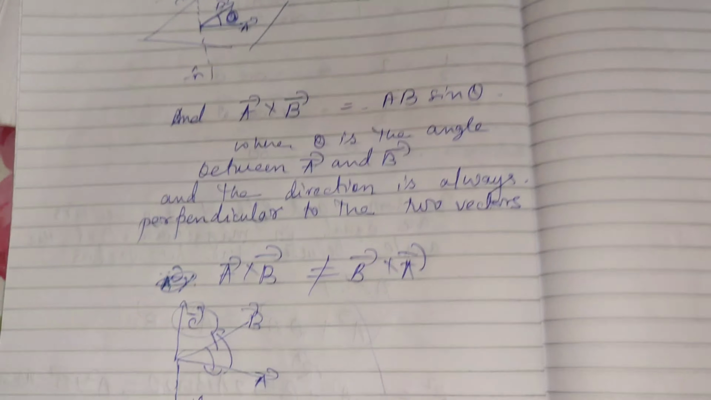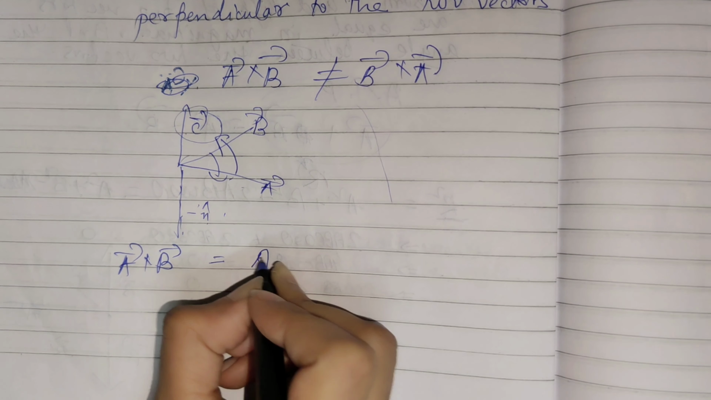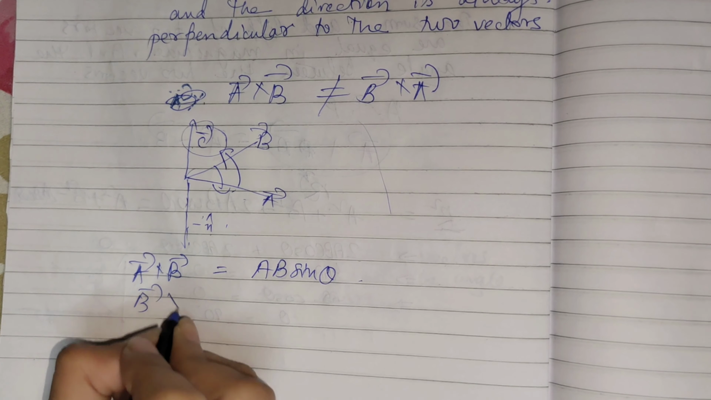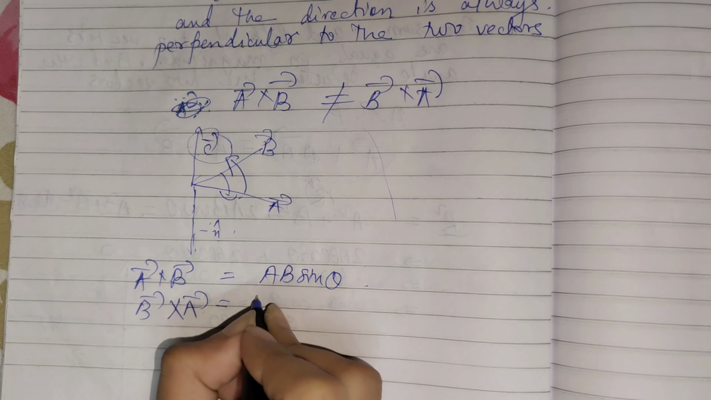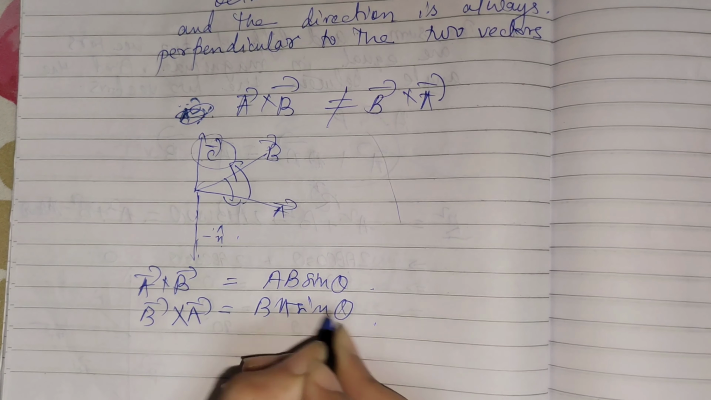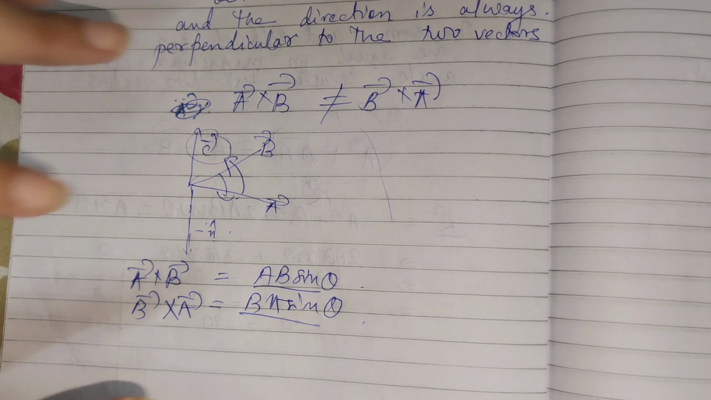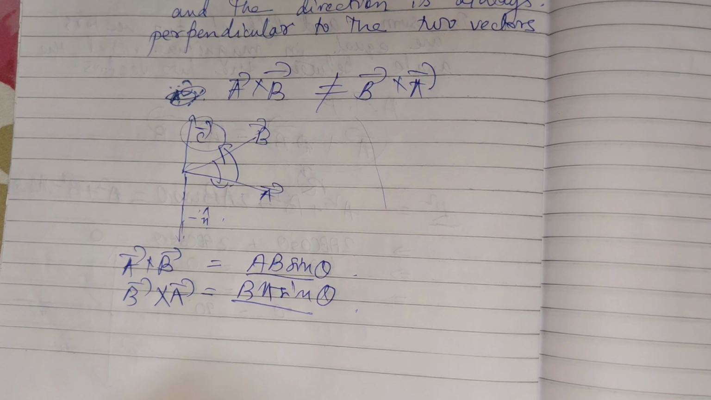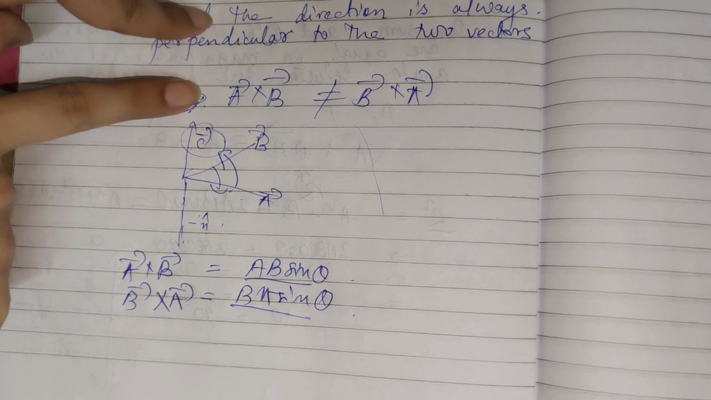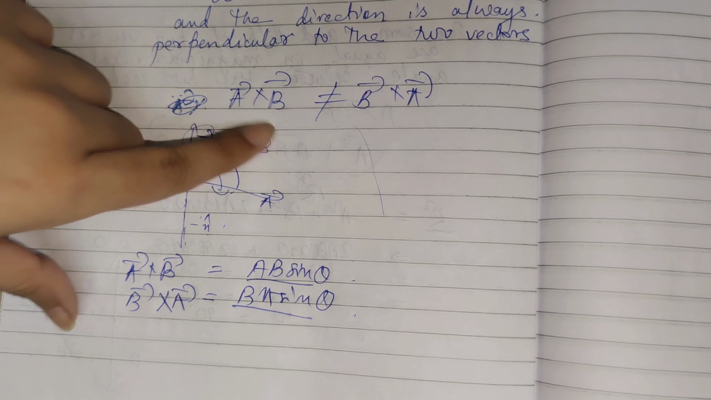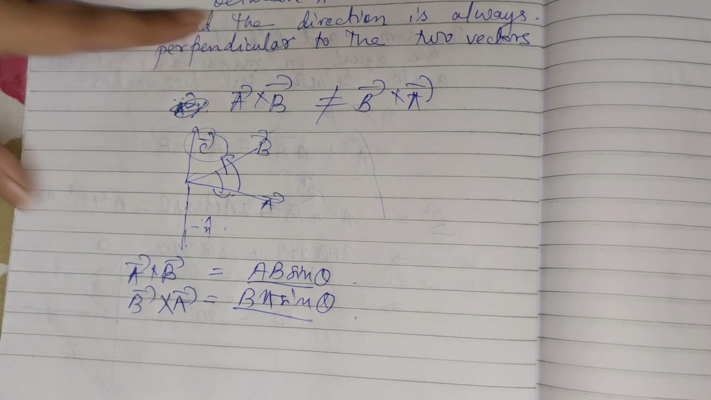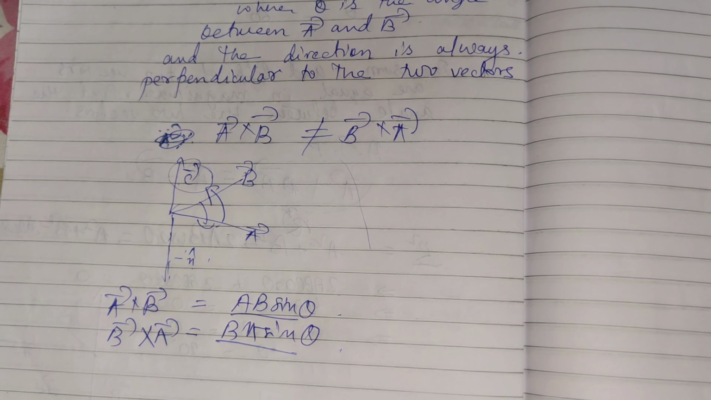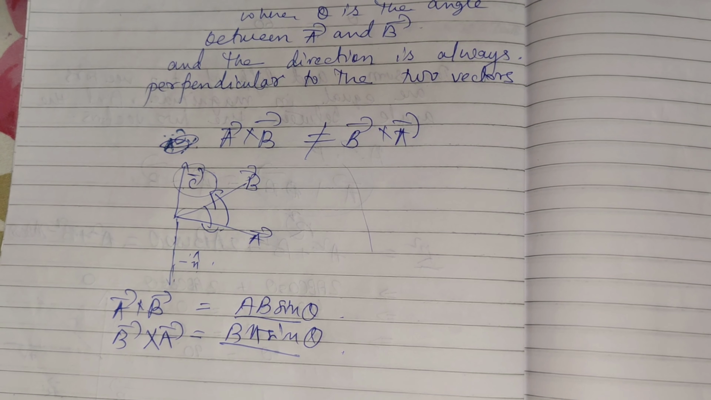And what is the magnitude of A cross B? AB sine theta. B cross A, BA sine theta. Right? So basically they are equal. The magnitudes are all equal, AB, BA. But when you talk about the direction, A cross B is upwards, B cross A is downwards, and therefore A cross B and B cross A are not equal and they do not follow the commutative property, just as in case of scalar product. In case of scalar product, A dot B was equal to B dot A.